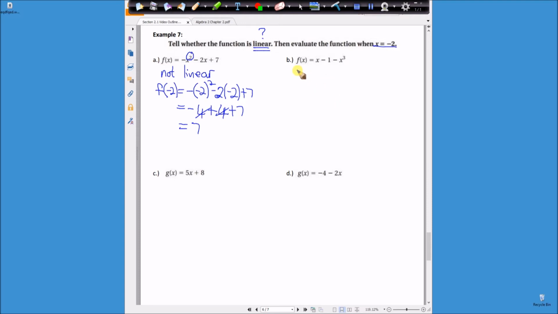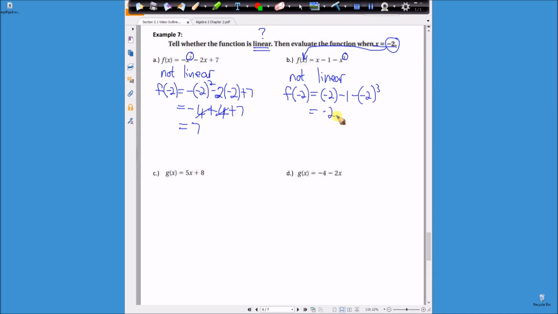Same way here, f of x equals x minus 1 minus x cubed. Is it linear? Nope, because it's the cube here, so this is not linear. There are some tricky things people can ask you there, but this is a simple example. And so you do f of -2. Again, I'm taking -2 and plugging it in here for all the x's. So f of -2 is -2 minus 1 minus -2 cubed. Just plug in for the x, substitution.